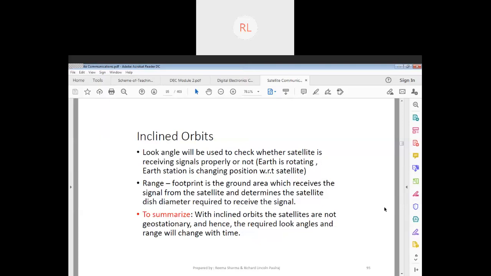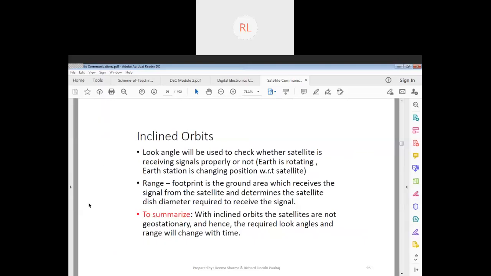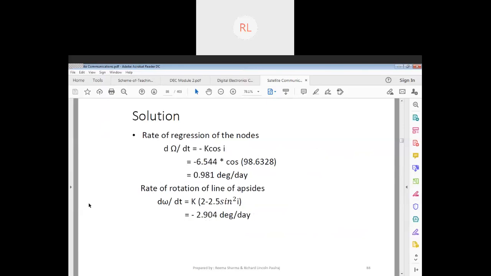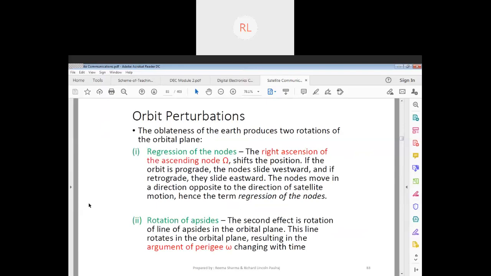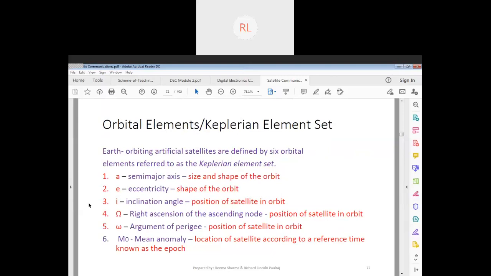So with inclined orbits, the satellites are not geostationary. Why is it not geostationary? Because it's inclined at a particular angle and when it starts moving, it can drift away from its path. So it cannot be geostationary, and hence the required look angles and range will change with time. Now you all know what a geostationary satellite is, right? It looks constant, as if there is no movement, but here this doesn't happen because of the inclination that has happened in its original orbit. Now why, or how, will this inclination happen? This is because of atmospheric drag, because of various external parameters that can kick in.